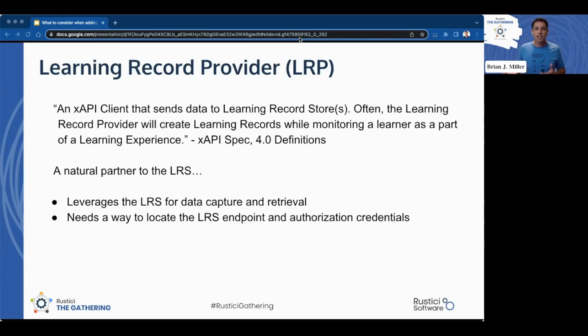And it needs a way to get the LRS endpoint and the authorization credentials. That's probably the biggest reason that there are now launch specifications like CMI5, to facilitate that handshake that allows those two systems to talk.